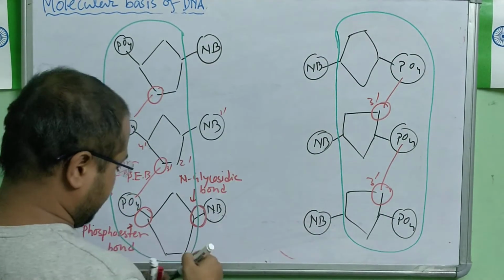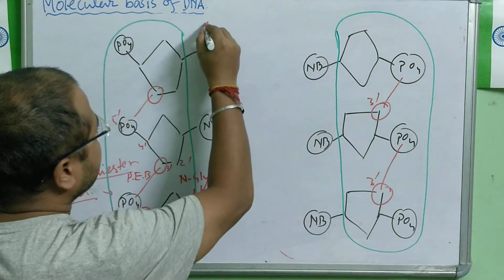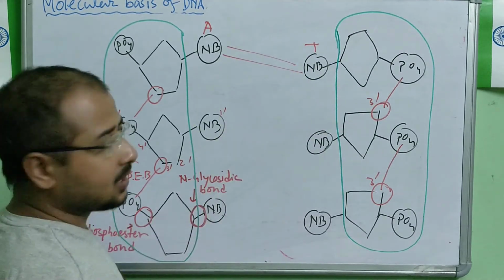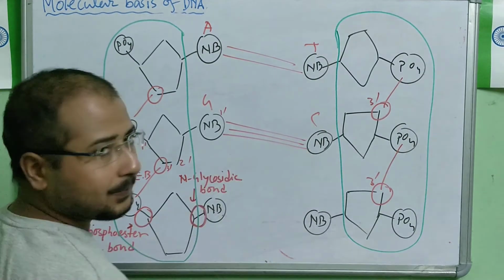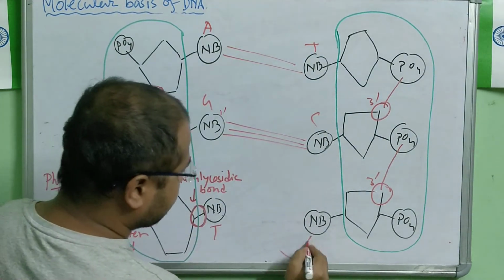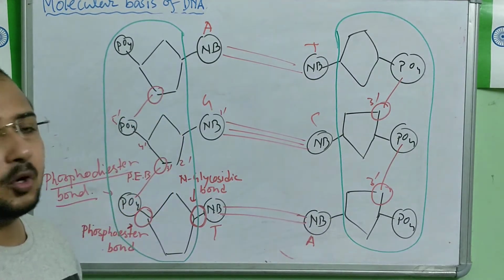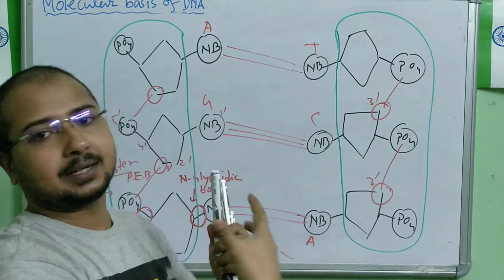See, if it is adenine, it will be thymine, so there will be 2 hydrogen bonds here. If it is guanine, it is cytosine, so 3 hydrogen bonds will be here. Same here, 2 hydrogen bonds. So this is how the bonds form. Now with these hydrogen bonds, the 2 chains are interconnected.